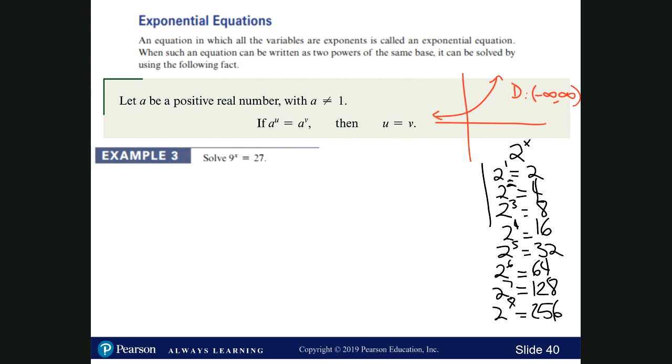So what I'm going to do here is use the powers of 3. And so we have that 3 to the power 1 is equal to 3. 3 to the power 2 is equal to 9.